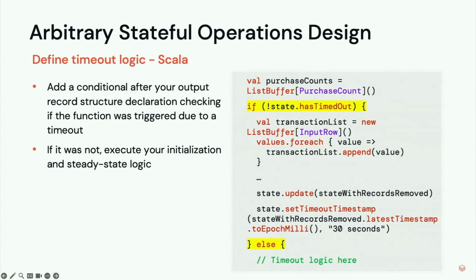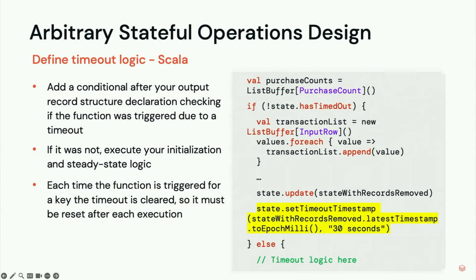So let's look at our use case. It's fairly simple. First, you're just going to add a conditional. Add that conditional around your steady state logic, and just use the state has timeout method to determine if this call of flatMapGroupsWithState was due to a timeout or not. If it was not due to a timeout, then you're going to execute your steady state logic. And then if it was due to a timeout, you're going to execute the logic that's defined in the else.